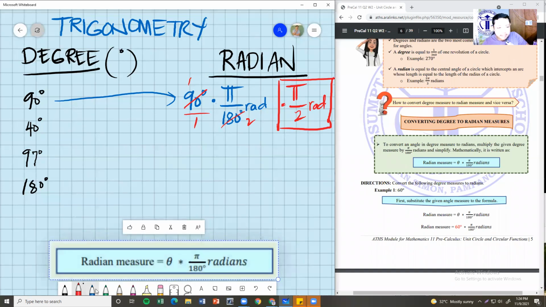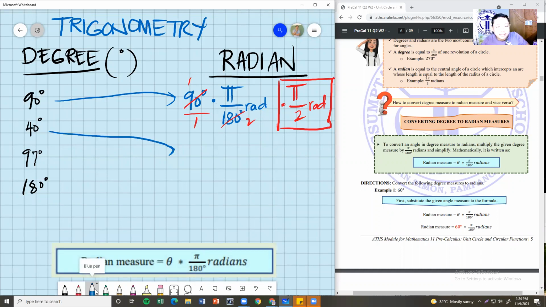Let's try this. Ready? So we have 40 degrees. Multiply it by pi over 180 radians. It's always like this. This is always the term that we multiply by the degree to change it to radian measures. So therefore, when we simplify this, over 1.